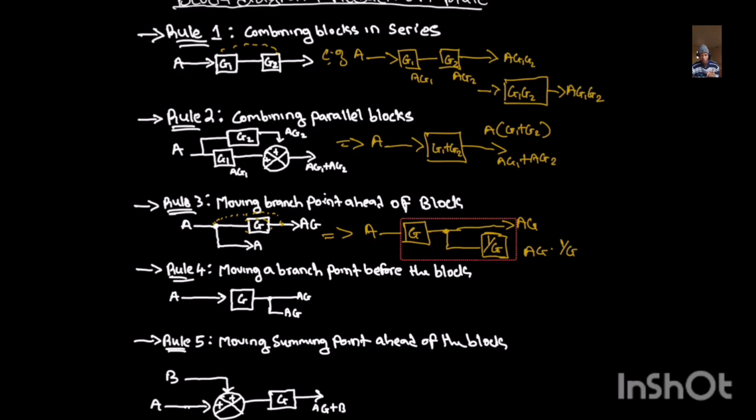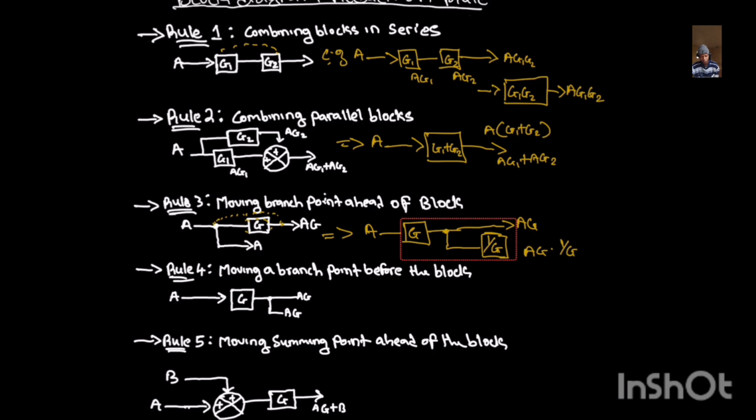So this is our third rule. Now we move over to the fourth rule. It says moving a branch point before the block. Moving a branch point before the block is no longer ahead. So in case you were given a block diagram and it was looking so cumbersome, moving a branch point before the block may be the solution to the problem.